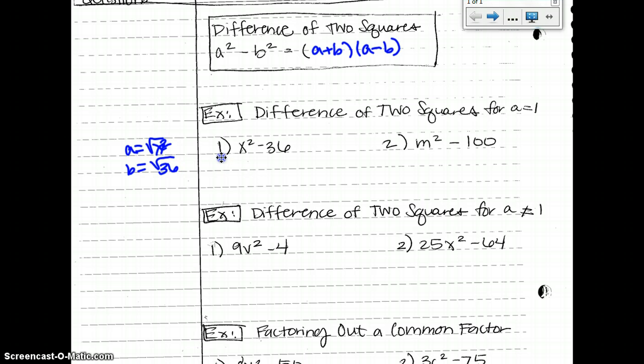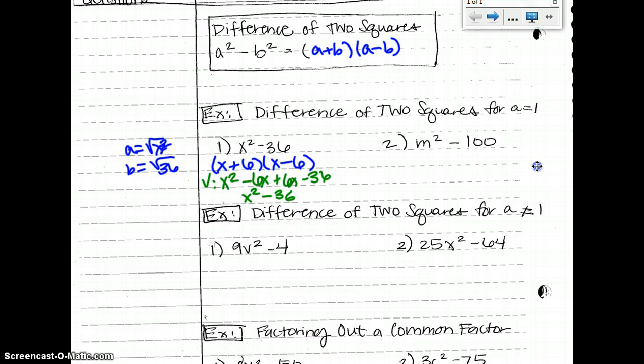I'm going to plug these numbers into the formula. X plus 6 times the quantity x minus 6. So this is our answer, and let's check it out. X squared minus 6x plus 6x minus 36, which simplifies down to x squared minus 36. Great.